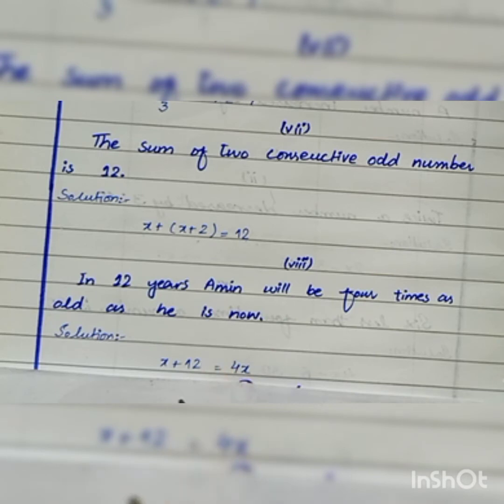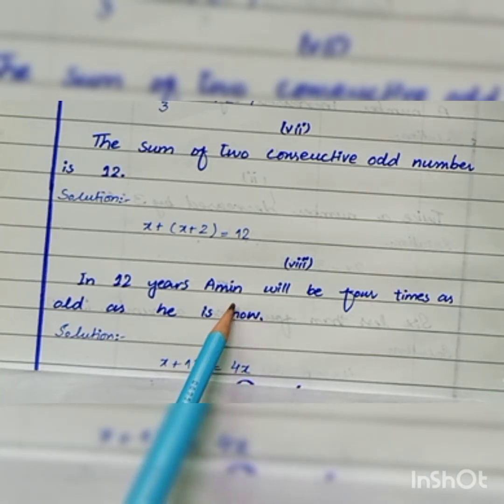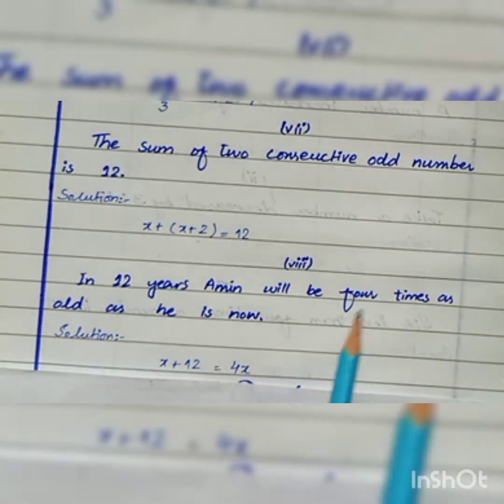Now 8th one is, in 12 years Amin will be 4 times as old as he is now. So in this question, after 12 years, let the age of Amin now be x. After 12 years Amin will be 4 times as old as he is now. It means x + 12 = 4x is the equation.